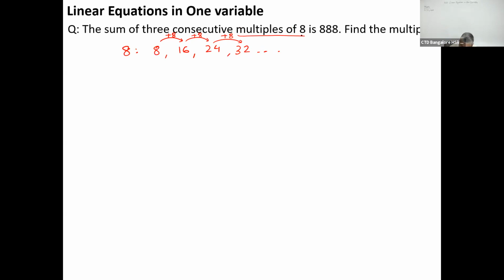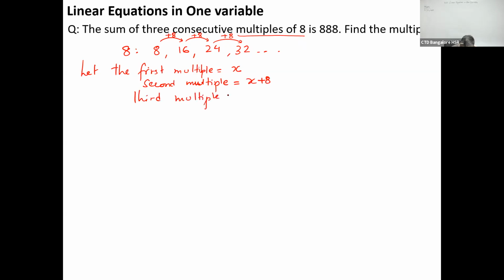So now, do we know the three multiples? So let, again algebra, let the first multiple be x. So the second multiple will be x plus 8. And the third multiple will be x plus 8 plus 8, which is nothing but x plus 16. So now we have got our three multiples: x, x plus 8, x plus 16.